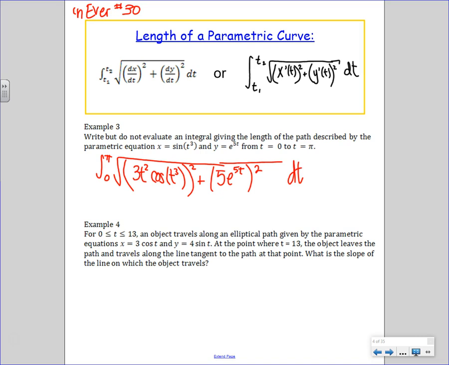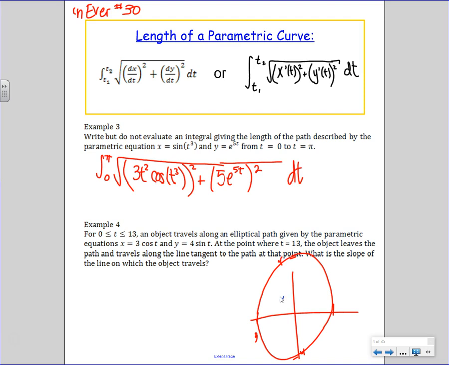Example 4. For t between 0 and 13, an object travels along an elliptical path given by the parametric equations 3 cosine of t and 4 sine of t. Hey, elliptical. Parametric equations of an ellipse. That was pre-cal. It's going to be horizontal, 3 and 3, and vertical, 4 and 4. Okay, so at the point where t equals 13, the object leaves the path. Somebody's spinning, and all of a sudden lets go, where's it going to go?